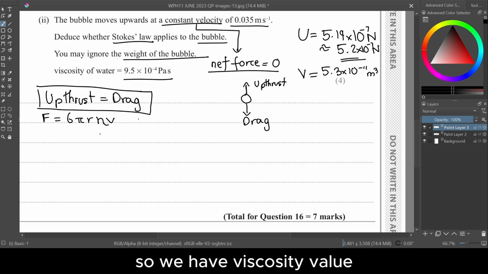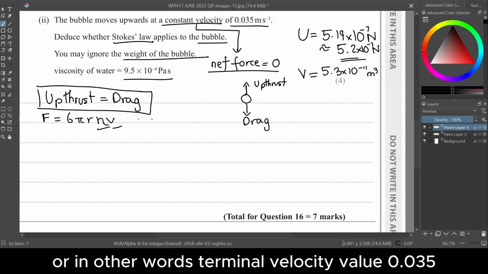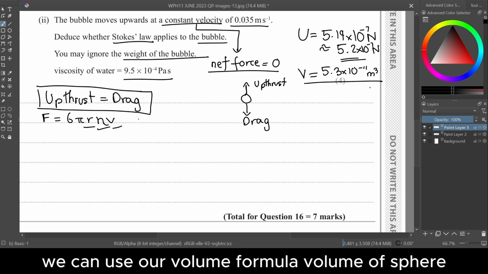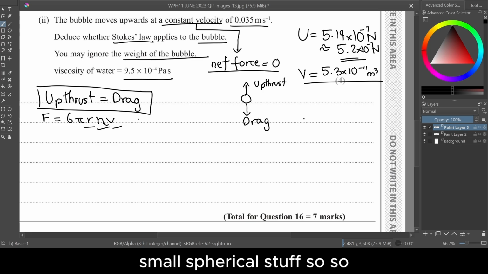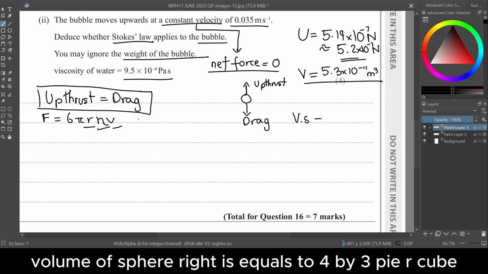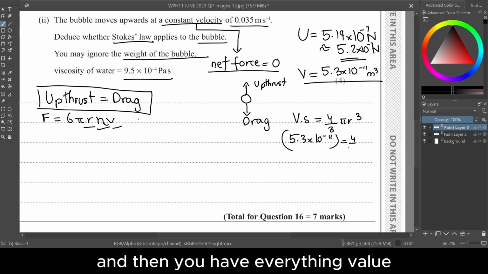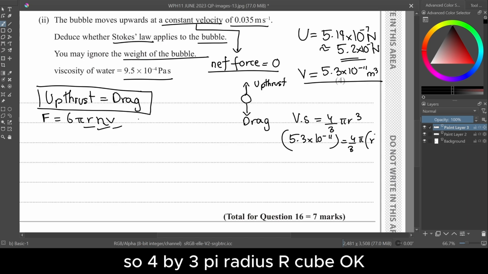So we have the viscosity value and we have constant velocity, or in other words terminal velocity, value 0.035. We don't have the radius, so to get the radius we can use the volume formula, volume of a sphere, because the bubble is a small spherical object. So volume of a sphere is equal to 4/3 π r cubed. We have the volume, which is 5.3 times 10 to the power minus 11, and you need to find the radius.